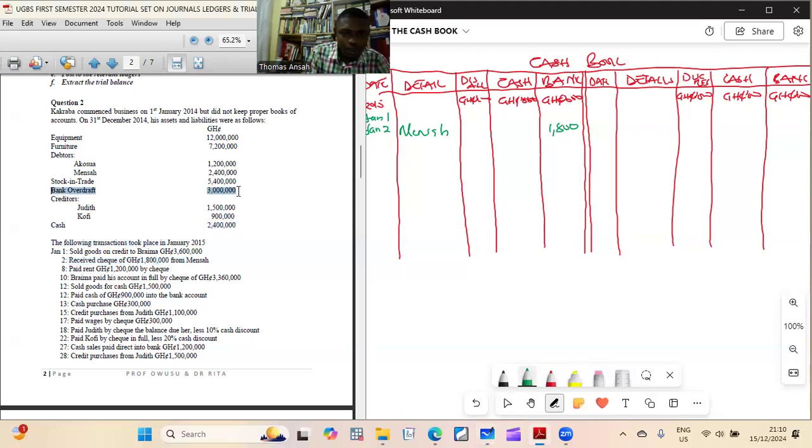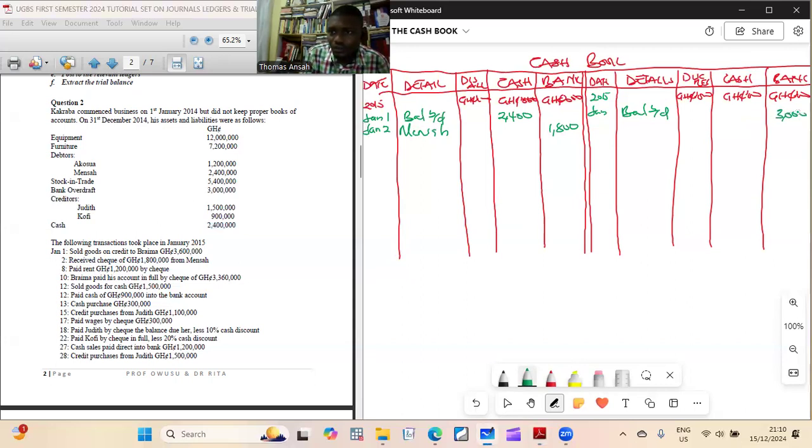And the bank too had a balance. So we have balance brought down inside the cash book of how much? Where is it? 2,400. So balance 2,400. Then balance, so the same 2015 January 1, there is also a balance brought down for the overdraft, which is, where are you? That is 3. That is that. All right. So that is how you'll be opening it.